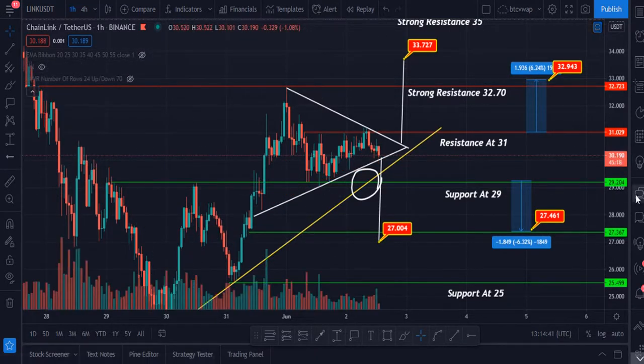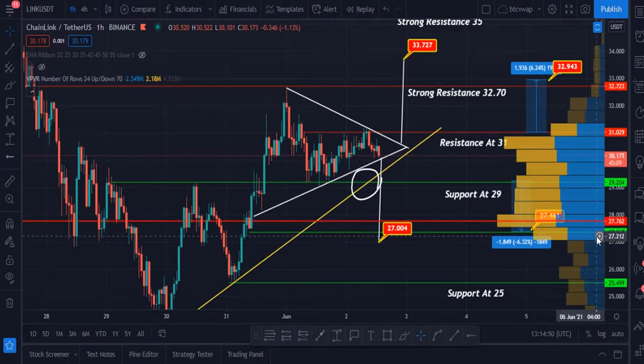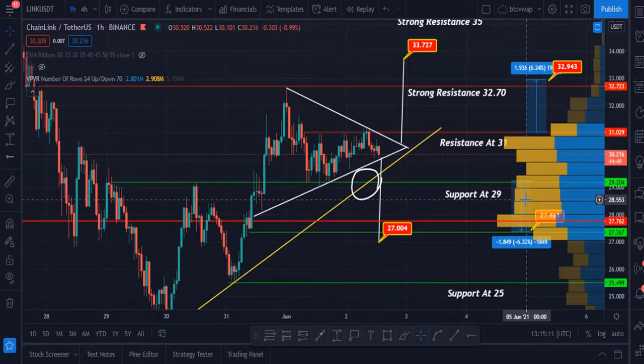Let me please show you the volume. The volume is not very satisfactory, maybe some sideways action in this chart. Let me please show you VPVR. There are good towers of VPVR at $30.50, $29.96, $29.45, and $27.48. These are the areas where most of the buying and selling orders can execute.